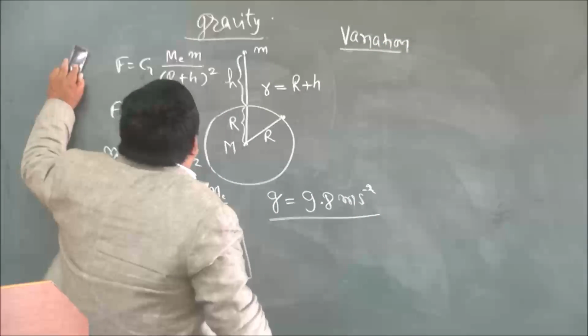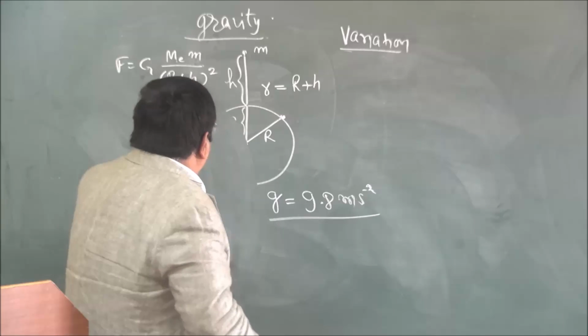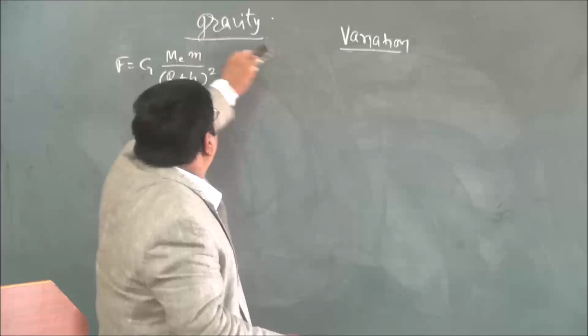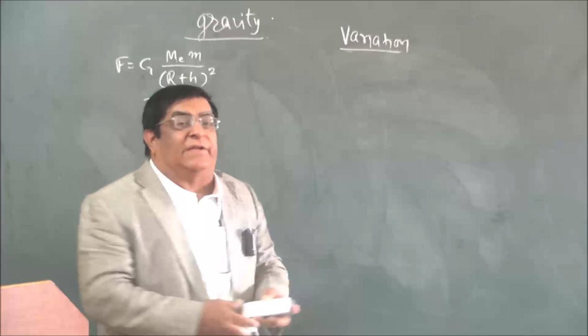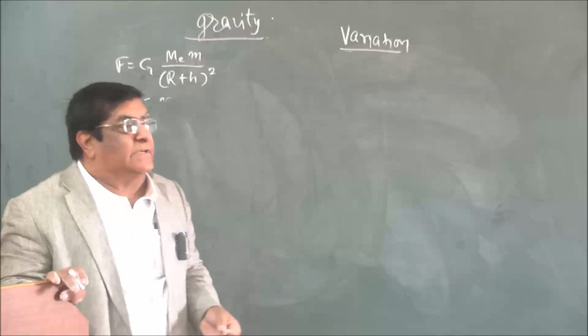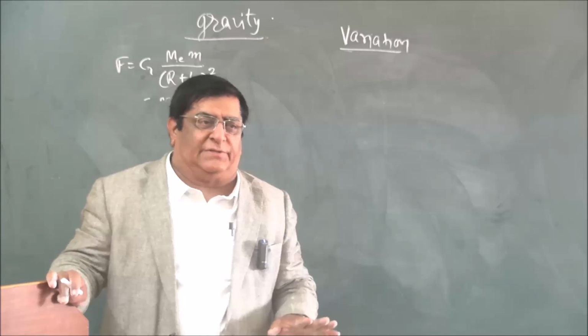Variation. When we talk about variation, first we take variation due to height, variation due to depth, variation due to rotation, and variation due to shape. There are 4 types of variation, and that you should always remember in one line each.